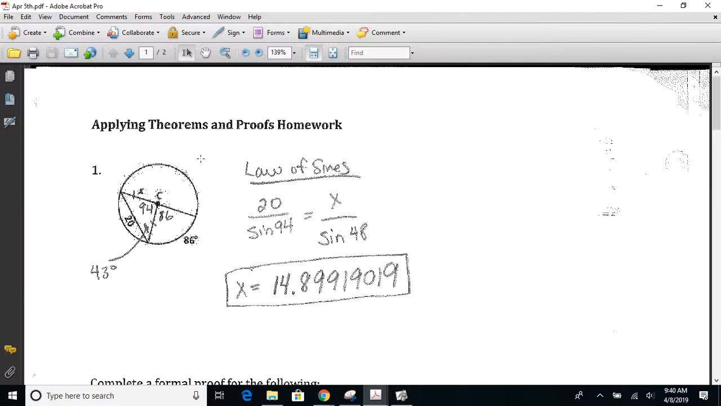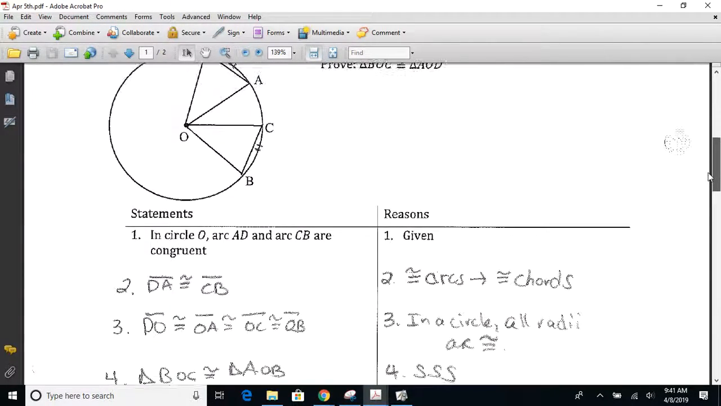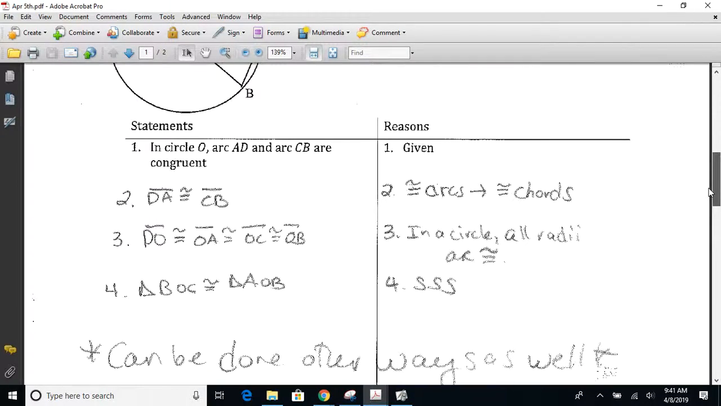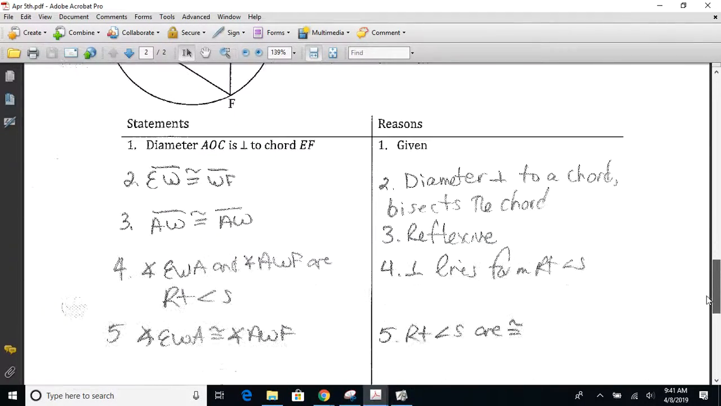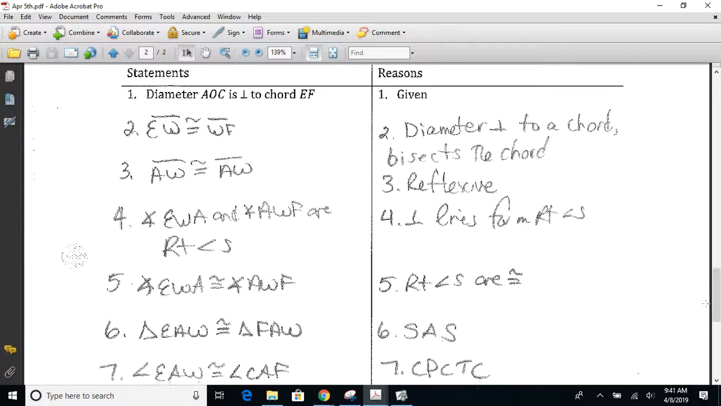Oh, 48, huh? Yep, that was my first one. My second one: it said that segments are congruent right after saying it was a bisector, so it skipped a step. That's what I was referring to here. I cannot say that EW is congruent to WF by this theorem.